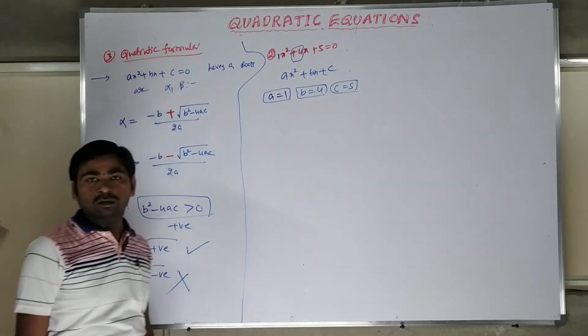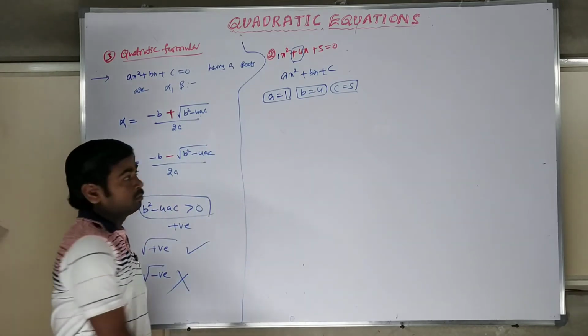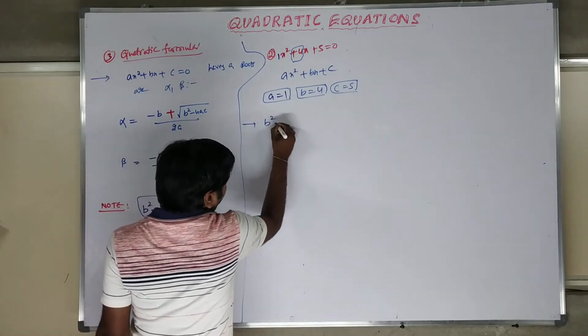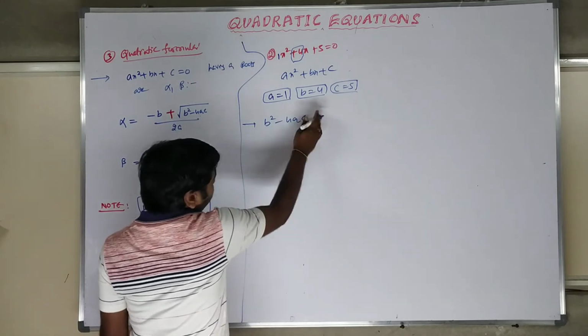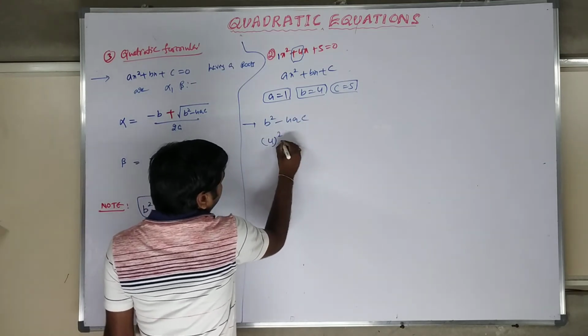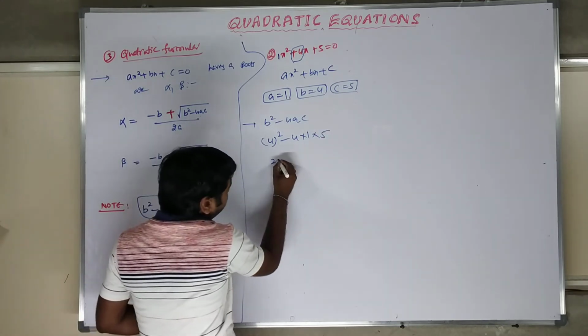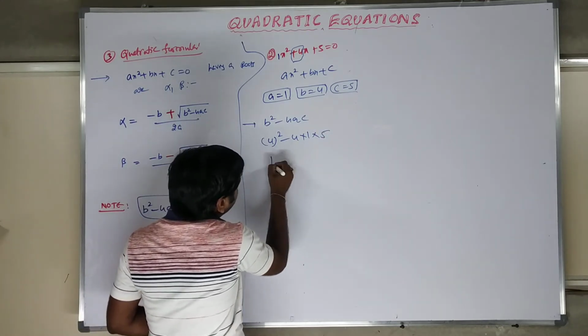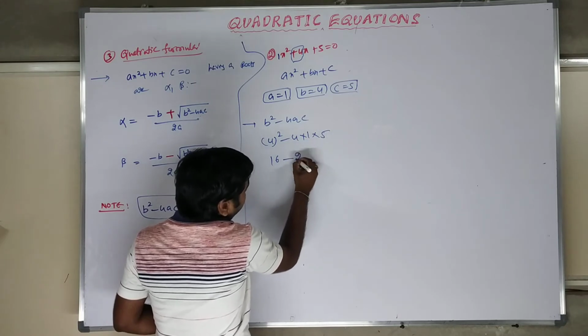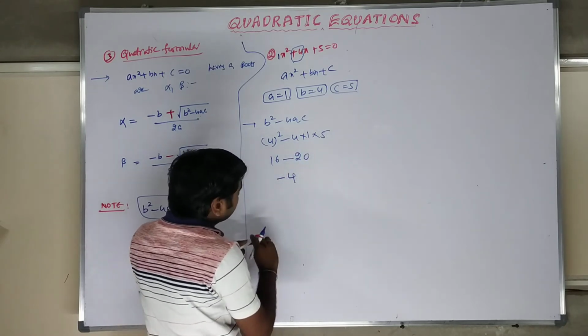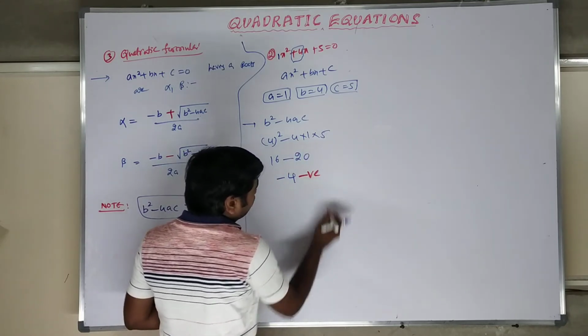After writing a, b, c, to find the roots we find b square minus 4ac. What is b? 4 square minus 4 into a into c. How much is the answer? 4 fours are 16, minus 20. How much are you getting as the answer? Minus 4. This is negative.